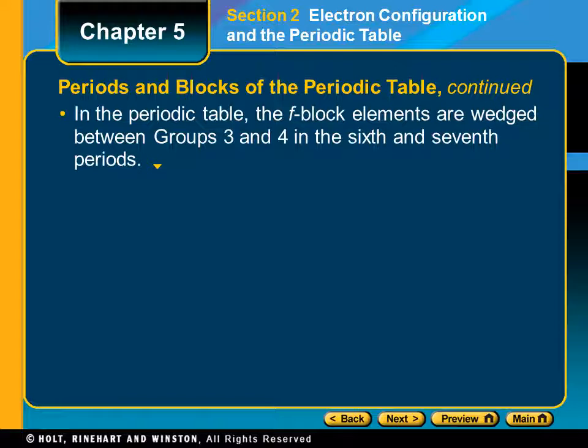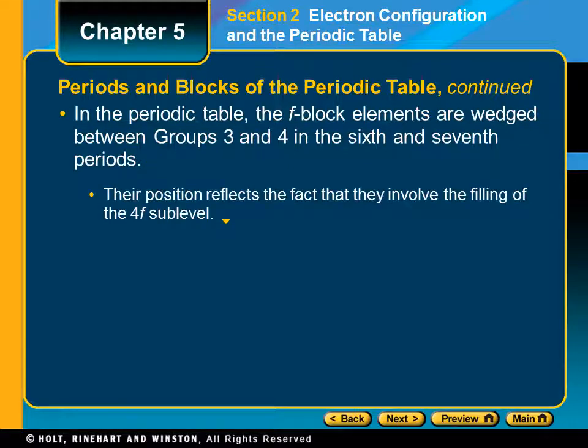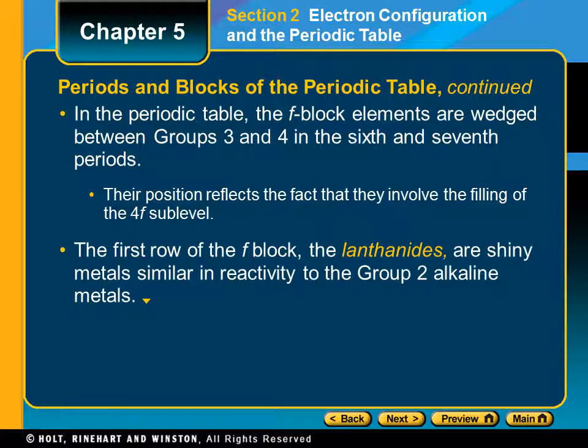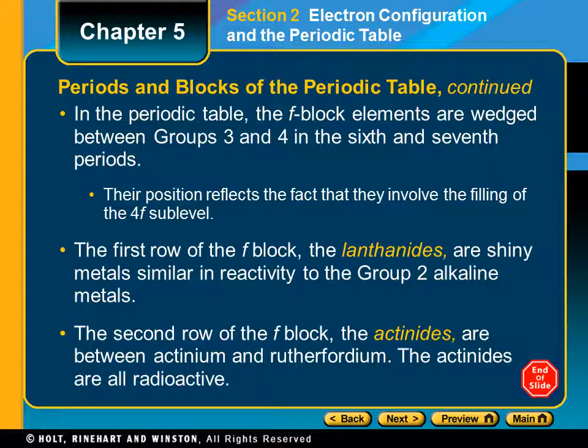In the periodic table, the F block elements are wedged between groups 3 and 4 in the 6th and 7th periods. Position reflects the fact that they involve filling of the 4F sublevel. First row of the F block are the lanthanides. They are shiny metals similar in reactivity to the alkaline metals. And then the second are the actinides, between actinium and rutherfordium. And they are the radioactive elements.